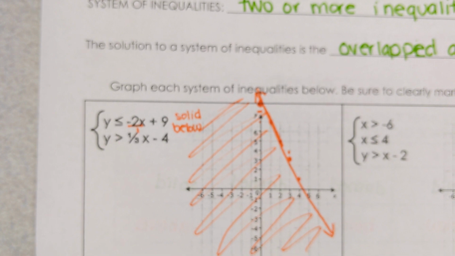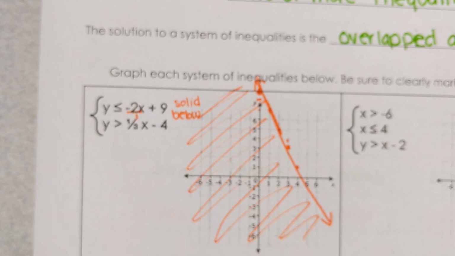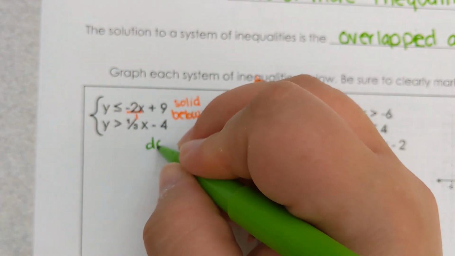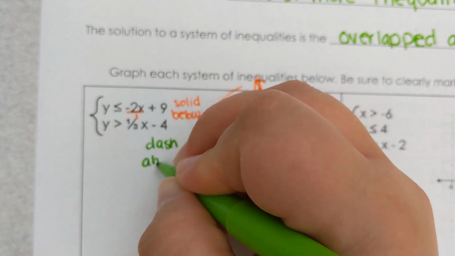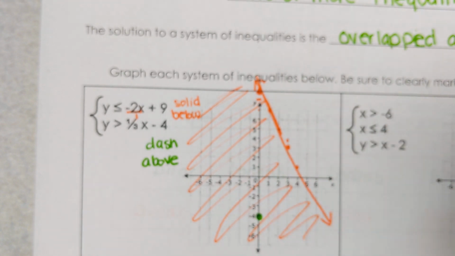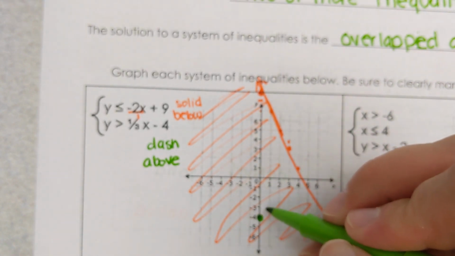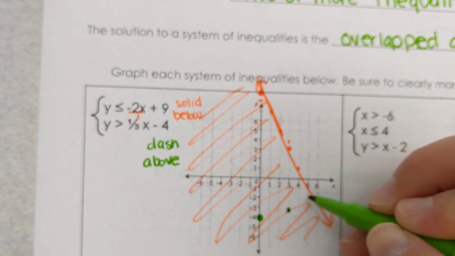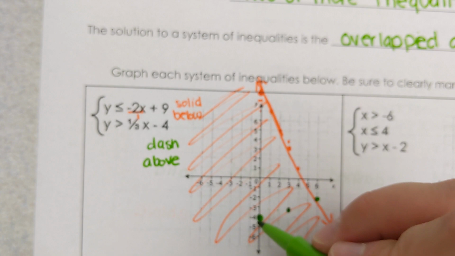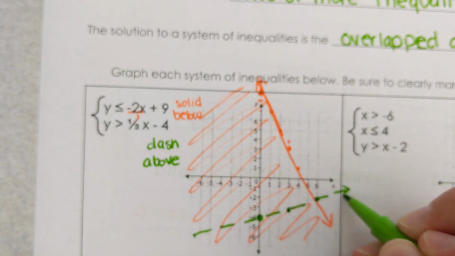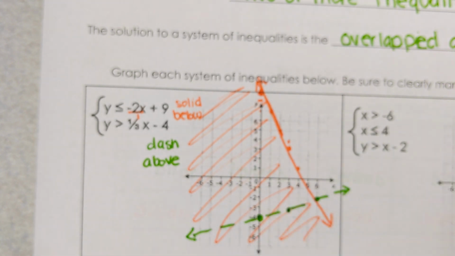And notice how I'm trying not to shade too dark right now, because I'm about to put another line on here. And then this line is a greater than, meaning that I need a dashed line that shades above. So I'm going to start at negative 4 and go up 1 to the right 3. And then I'm going to shade this one above.